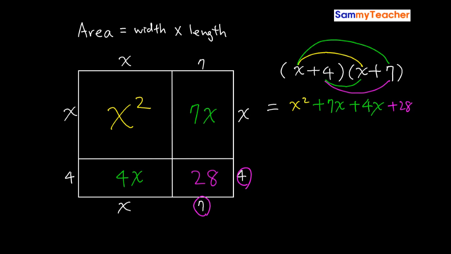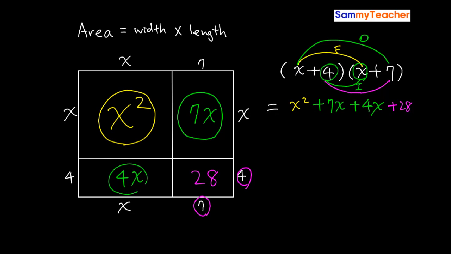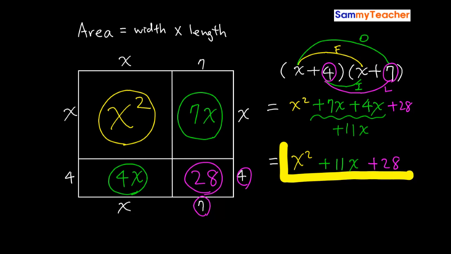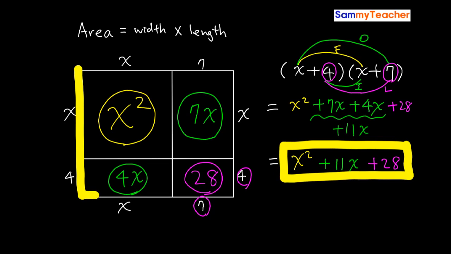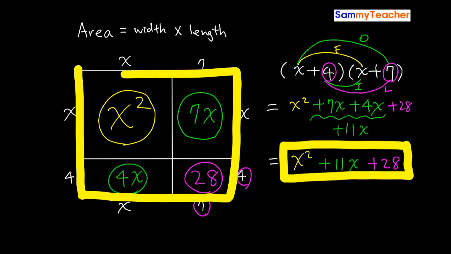So it turns out that I had to multiply the first terms of each binomial, F, to find the area of this part. And then I multiply the terms at the outside to find the area of this part. Next, I multiply the terms inside to find the area of this part. And finally, I multiply the last term of each binomial to find the area of this part. And if I combine the like terms into 11x, this is the expression for the area of this big rectangle.